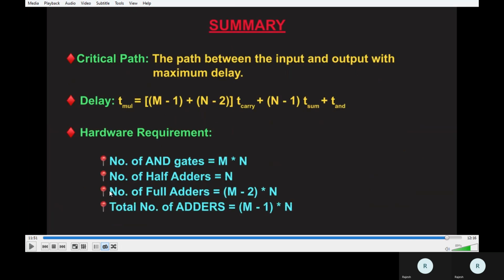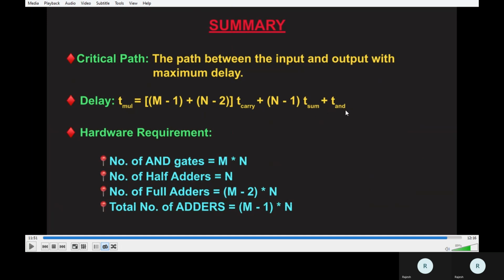So if you see here, summary: the path between the input and the output with the maximum delay, because if there are more gates, you have more delay. So the path between the input and output with the maximum delay is the critical path, and the delay of your multiplier is m minus 1 plus n minus 2. M minus 1 is the number of rows the carry must propagate. So for either yellow color or green color, it is m minus 1, it is 3. And where both critical paths are available, they are 2, like pink color, n minus 2. And the number of critical paths are 3, which is n minus 1.